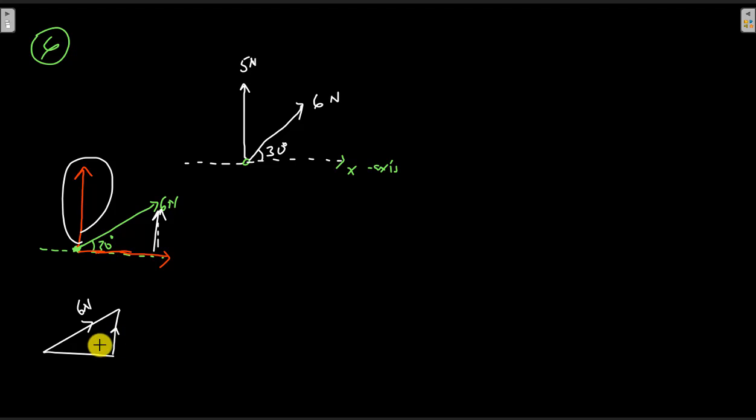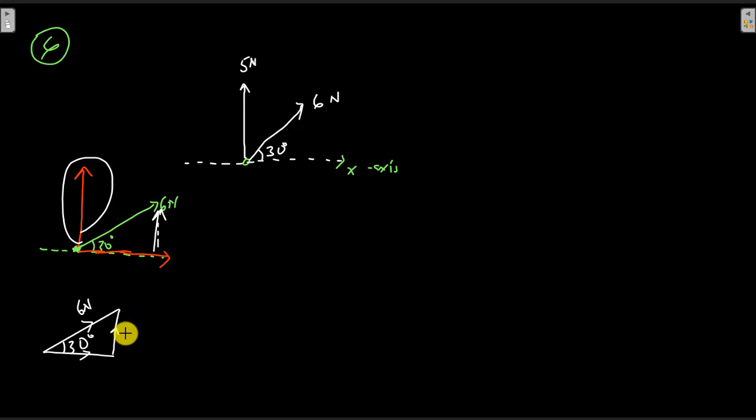We don't know what this force is. We also don't know what this force is, but we have the angle 30 degrees. So using the laws of trigonometry, sine, cosine, and tangent, you can easily tell that this force here is going to be 6 sine 30, which is actually 6 times sine 30 is 1/2. So that's 3 newtons. Okay, let me just show you how I get this.